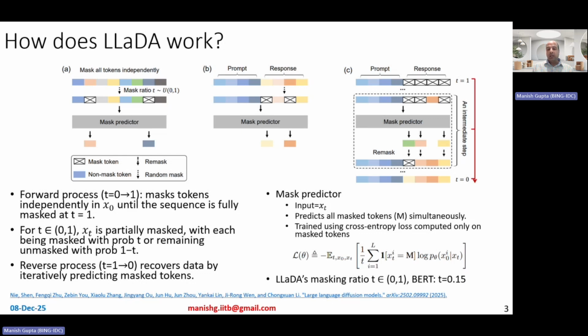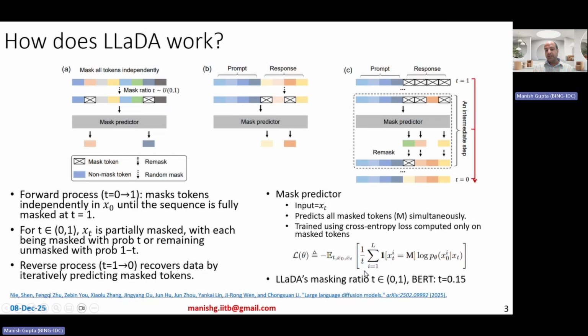But anyway, while training, you train using cross entropy loss, which is only computed on the masked tokens. So let's say at time point t you have the xt. Xt, remember, is coming from the forward process. When you did the forward process, you know exactly at time point t what the sequence was. X0 is the original sequence.